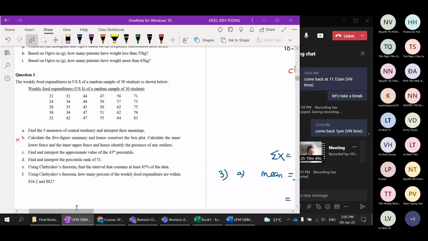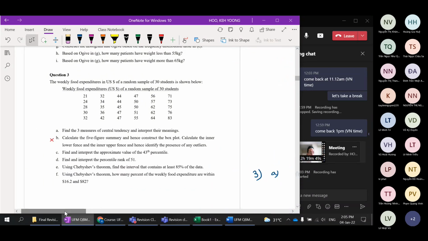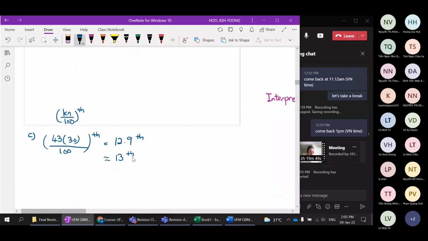So refer to your data. Remember, the data is arranged from top to bottom. So 1, 2, 3, 4, 5, 10, 11, 12, 13. So this is the 13th value, right? So your 43 percentile is equal to 45. Okay, it equals 45.